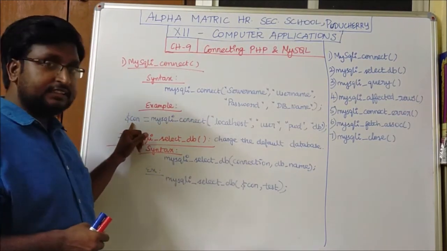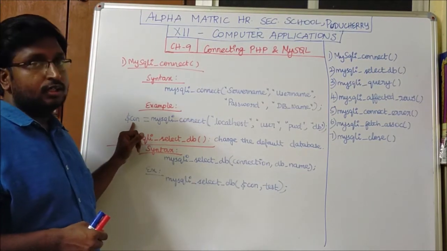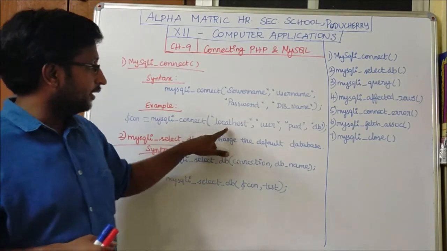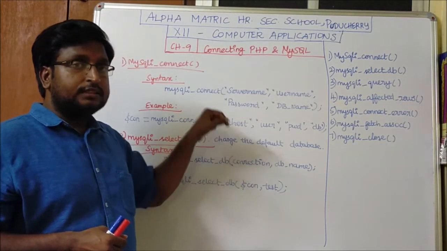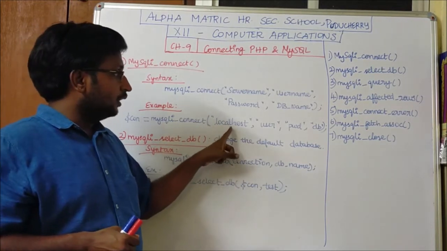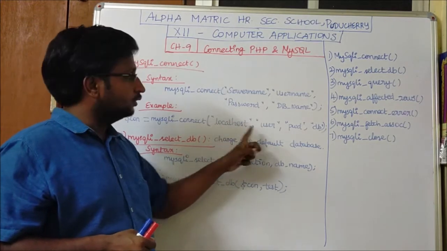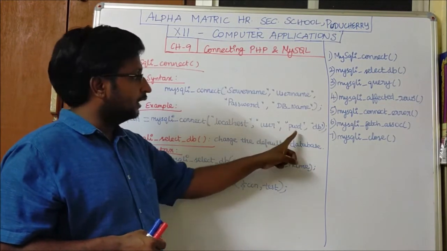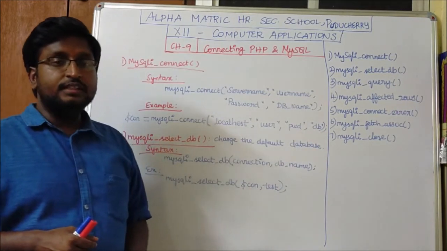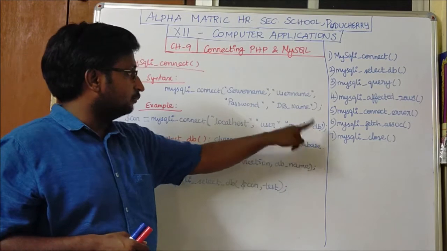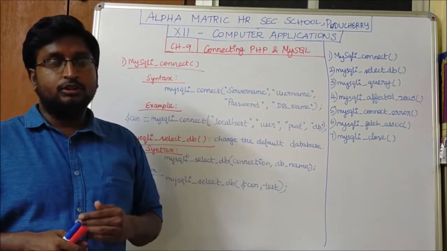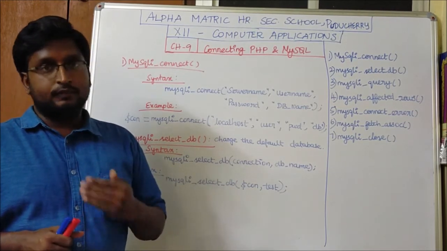Here I am storing the connection string in a variable called connection. mysqli_connect with the server name as localhost. Localhost is nothing but the current system in which the database is running. By default it will be localhost, and the username as user, password as pwd, and the database name as DB. With this, the database from the server will get connected. This is how mysqli_connect works.